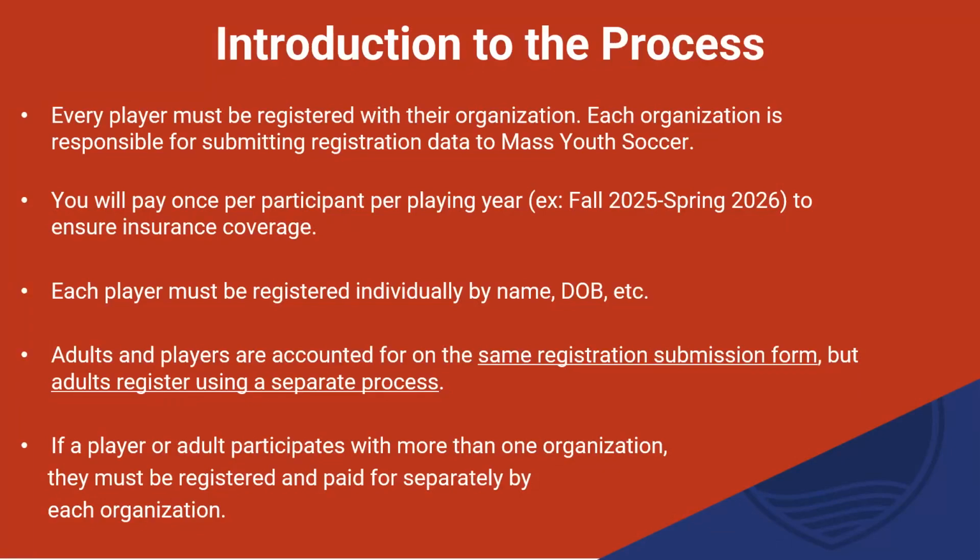All participants must be registered with their organization annually. The organization is responsible for submitting all registration data for their affiliated participants to ensure insurance coverage. Payment is made per player or adult per year, which extends from the fall 2025 season through the spring 2026 season. For example, if a participant plays in both the fall and spring, you only count them one time on your registration submission for the whole registration year.